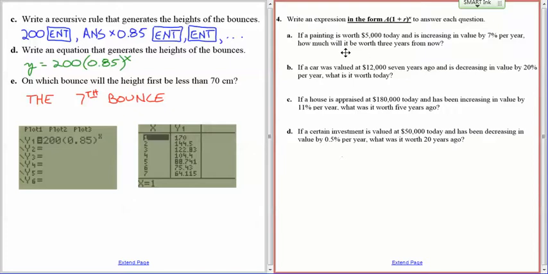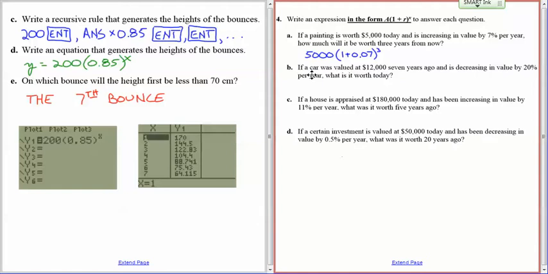If a painting is worth $5,000 today and is increasing in value 7% per year, how much will it be worth 3 years from now? Okay, so there's its worth today, $5,000. It's increasing, so plus 7% each year. And we want to know 3 years from the 5,000 what it'll be worth. There it is. I don't need to simplify it any more than that.